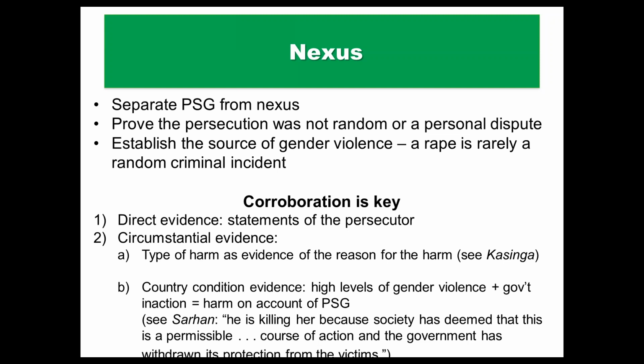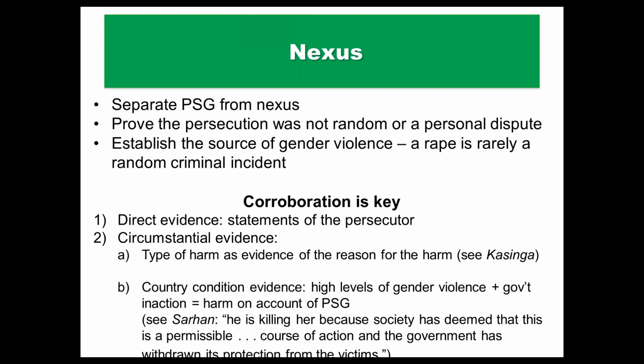But then we look to the circumstantial evidence as well. And we like to make two very specific arguments here. One is that the type of harm itself in a gender-based claim is evidence of the reason for the harm. And this comes from Matter of Kasinga, which is a case involving female genital mutilation, in which the Board of Immigration Appeals basically said, look, the act of FGM itself has a particular gender focus. It's intended to control women and to change a particular part of them.